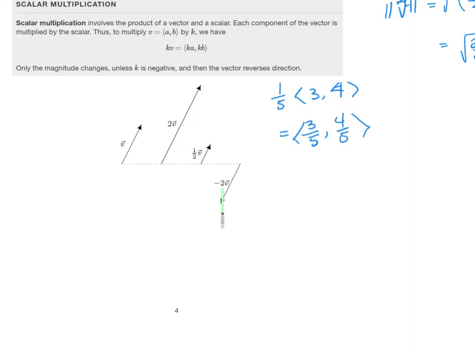However, if you multiply by a negative number, so negative 2 would have been twice as long, but in the opposite direction. So if I multiply by a scalar that is negative, it changes the direction. If I multiply by a scalar that is negative and a number other than 1, then it will also stretch it or shrink it as well as make it go in the opposite direction.